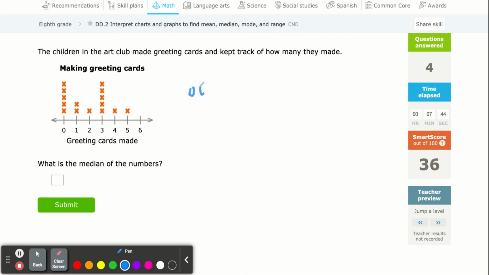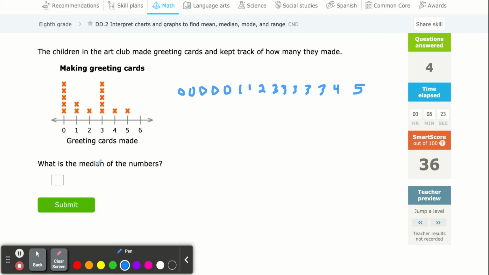In other words, we have 0 appearing 4 times. Or sorry, we have 1 appearing twice, 2 appearing once, and then 3 appearing 4 times. Actually 5 times. I can count: 1, 2, 3, 4, 5. So I have 5 zeros, 2 ones, a 2, and 5 threes. And I have a 4 and I have a 5.